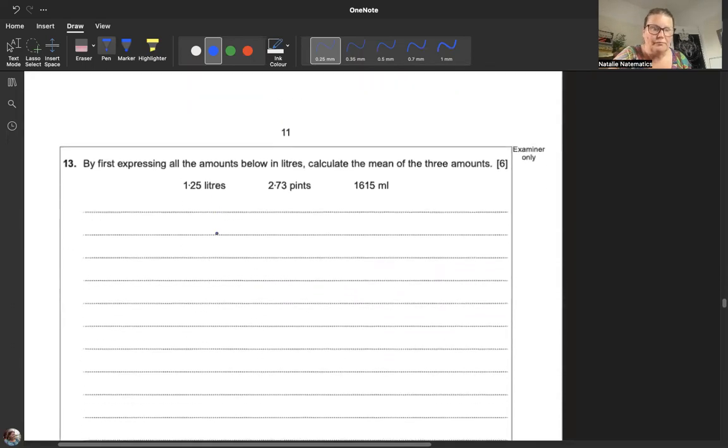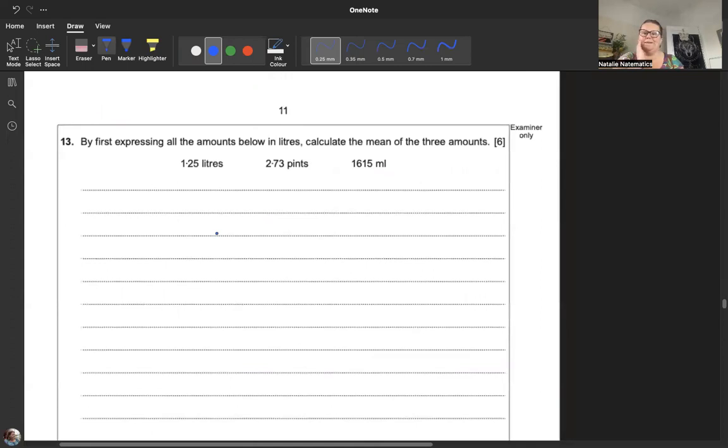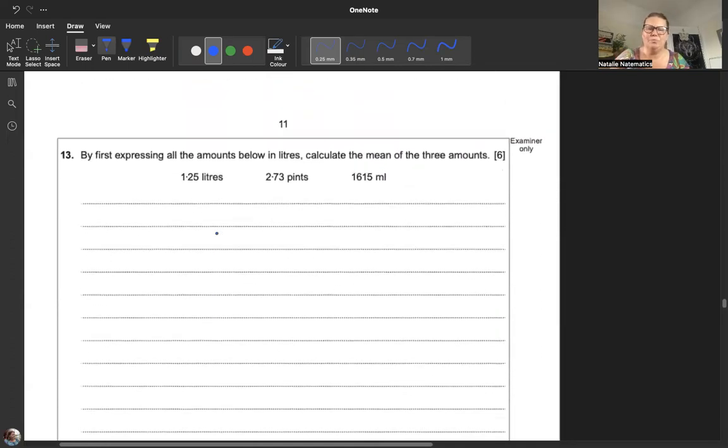Okay, all right, so again, 6 marks. So what does that mean? No pun intended, the mean. 6 marks means there are 6 things you potentially have marks for. So you can still only do say two bits, you get 2 marks. So even if you didn't answer the whole thing, doesn't matter. Obviously, the aim is to do as many as you can. So, expressing all the amounts in litres, calculate the mean of the 3 amounts.